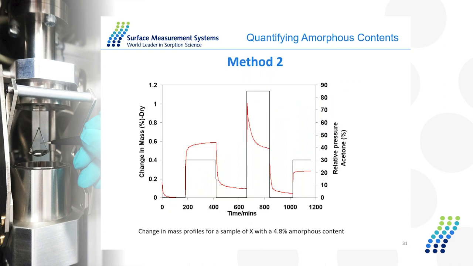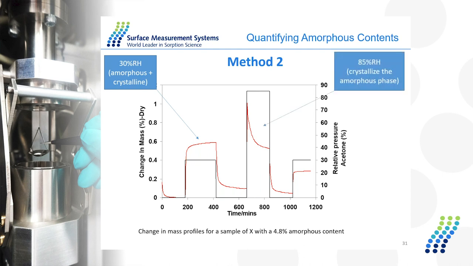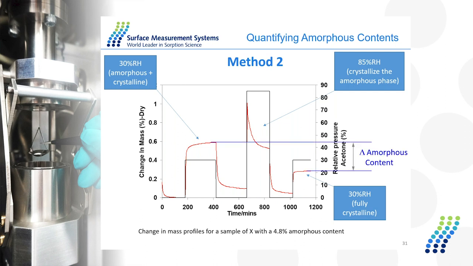Then we expose the sample of interest to 30% RH. At this time, the sample is in a mixed amorphous and crystalline state. We then expose the sample to 85% RH. In this case, all the amorphous phases convert into the crystalline state, which is the crystallization of the amorphous phases. A further exposure to 30% RH gives the fully crystalline material, and in this state all the sample is in the crystalline state. The difference between the first and the last stage is the amorphous content, which needs to be calculated. Here we calculate around 4.8% amorphous content for this sample.